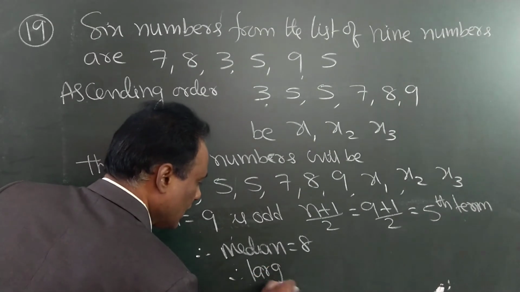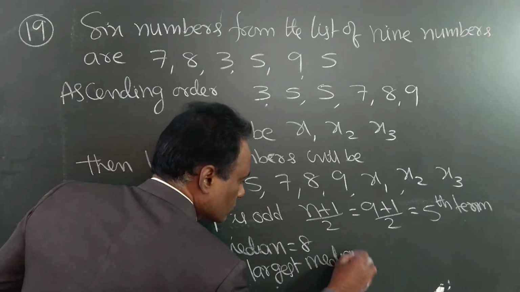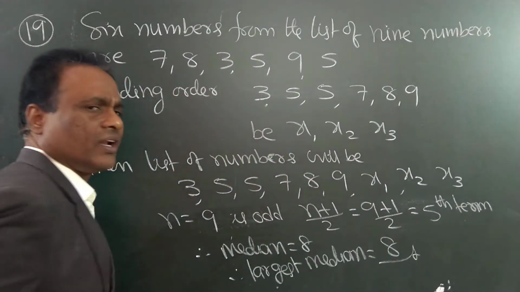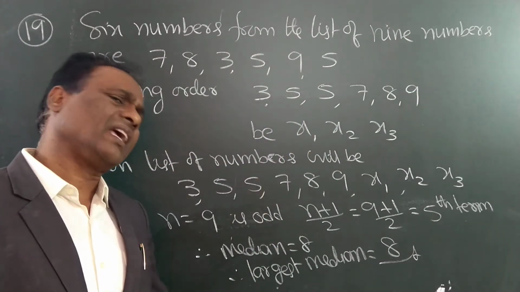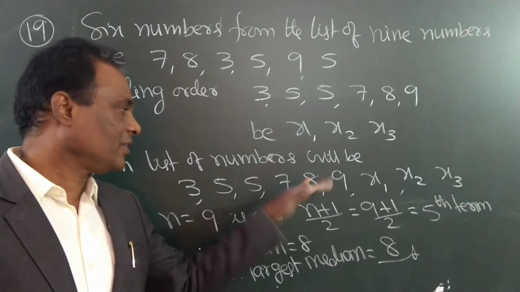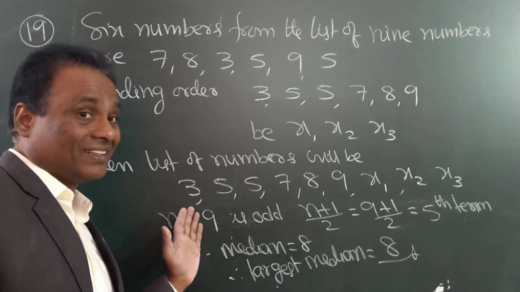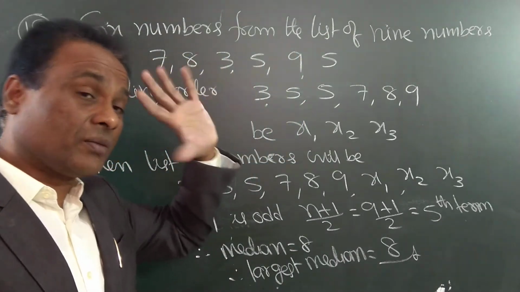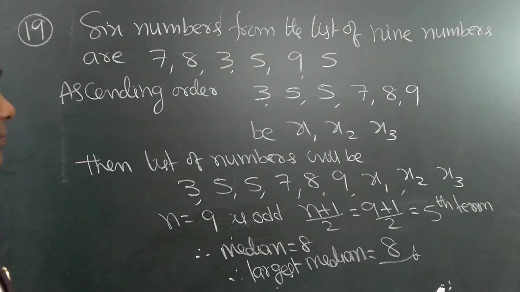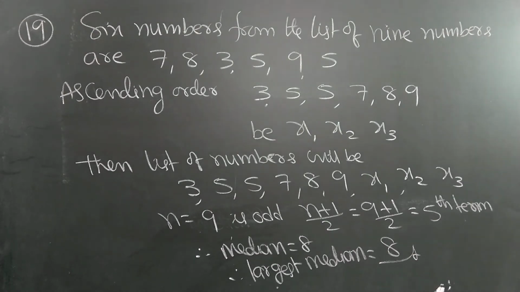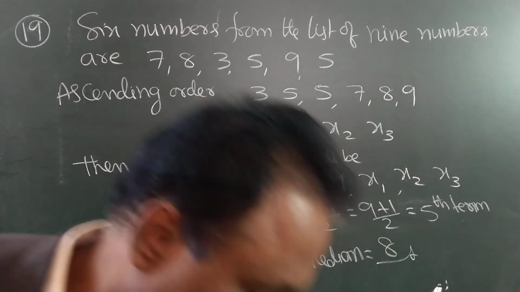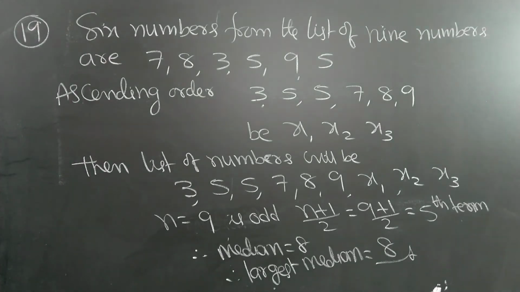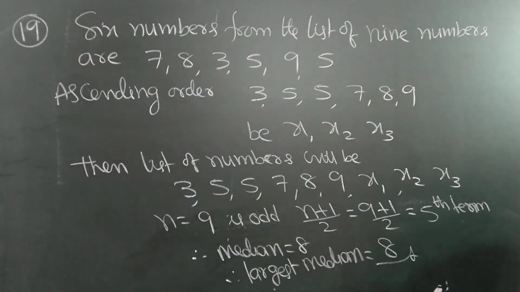Therefore, the largest median will be 8 only. More than 8, if you take any numbers, you can try with any numbers, you won't get greater than 8. If you take numbers on this side, it will be less than 8. So the maximum is 8. This is the answer. Understand this question, understand the concept. It is like a reasoning type question. The largest median is 8. After this, all of you read the 20th question, students.